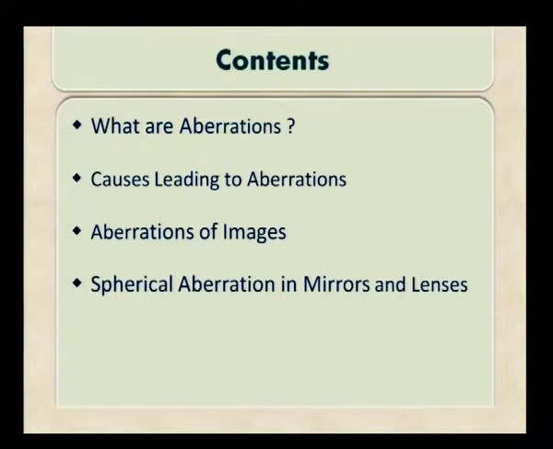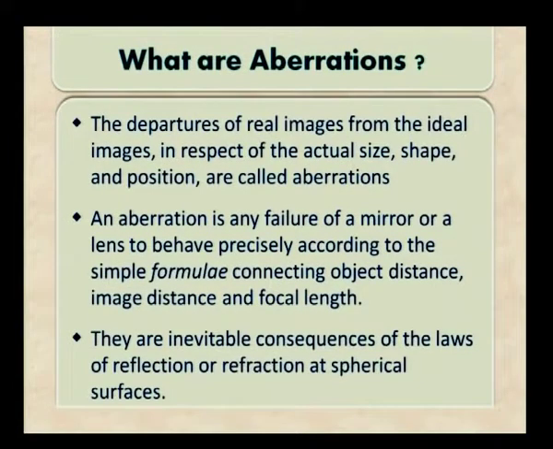So, let us begin with the question, what are aberrations? The grammatical meaning of aberration is deviation from the reality. The real object is the one that one has to see, but the one that you see is different from the real image. It is a defective image.